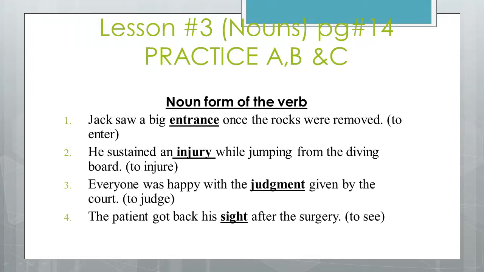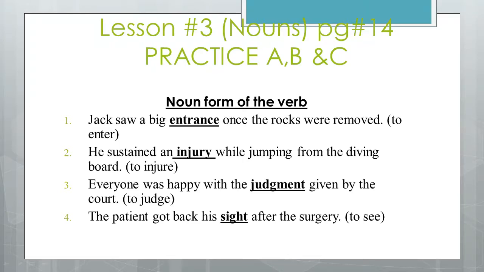So you know how to make nouns from verbs. To make a noun from the verb enter, we will add ance, which is a suffix, at the end of the word enter, and the word would be entrance. You can look at your screen. This exercise is solved for you. After we discuss all the questions, you will solve this exercise in your book of English grammar.